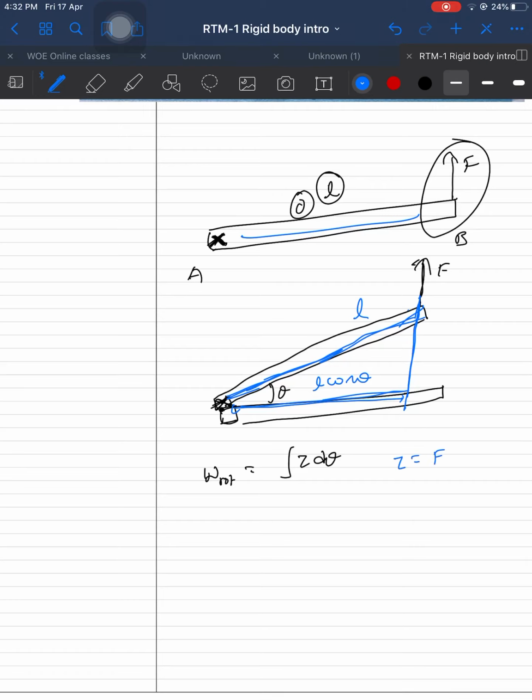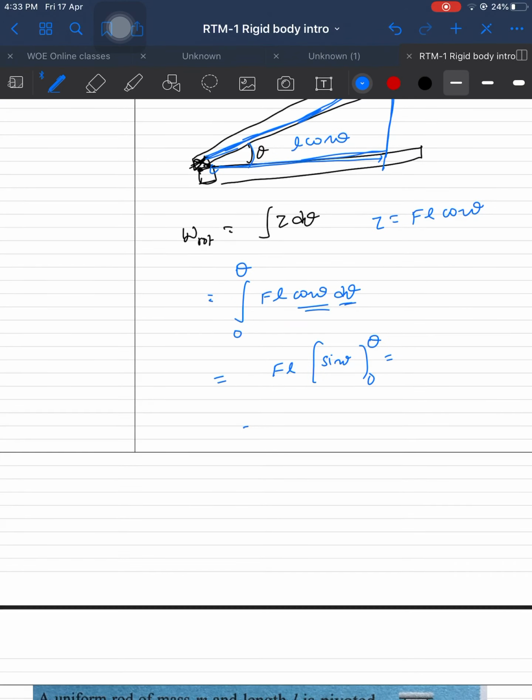Now, we write the integral of F into L cos theta d theta. The theta is varying from where to where? 0 to theta. The integral of cos theta is sin theta, so F L sin theta from 0 to theta is equal to F into L sin theta, and sin 0 is equal to 0. This is the work done. This work done leads to what? Half I omega square, the change in kinetic energy.